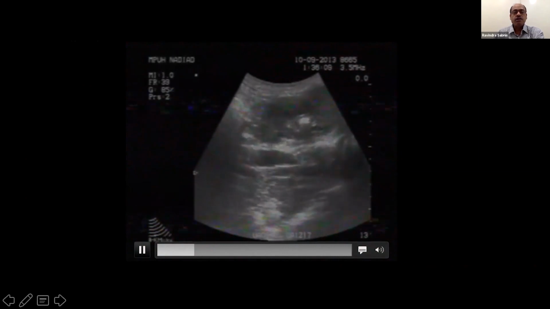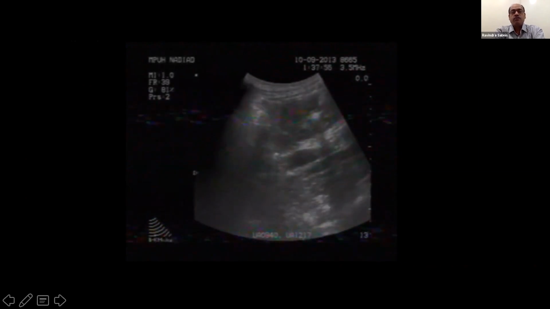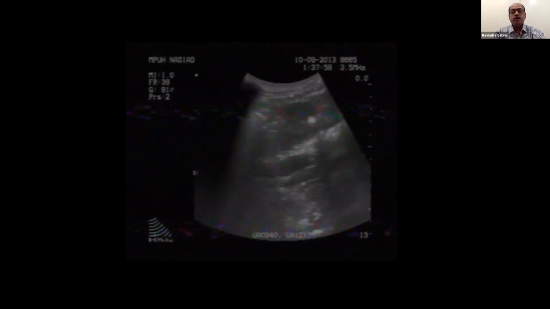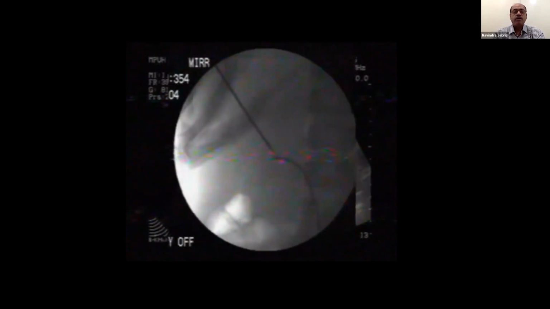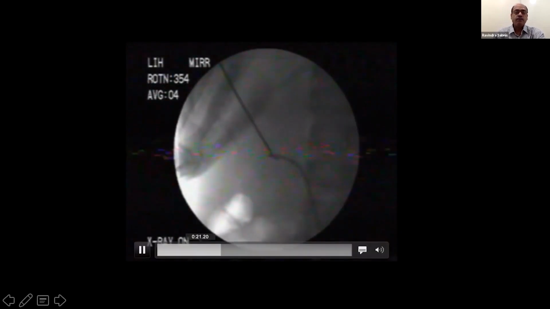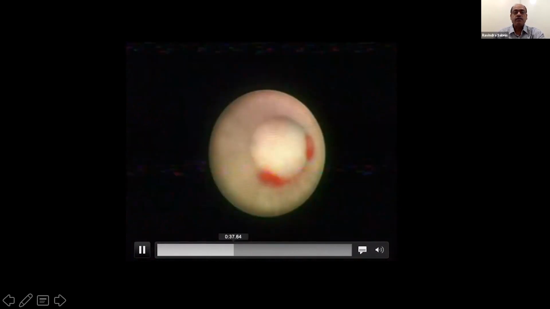Otherwise, the procedure is the same: ultrasound guided puncture. You see where exactly the stone is, see where the calyx is, see where the desired calyx is, and you puncture the desired calyx through the ultrasound guide. Now, this is how the puncture is made. Inject the contrast, confirm that everything is proper.